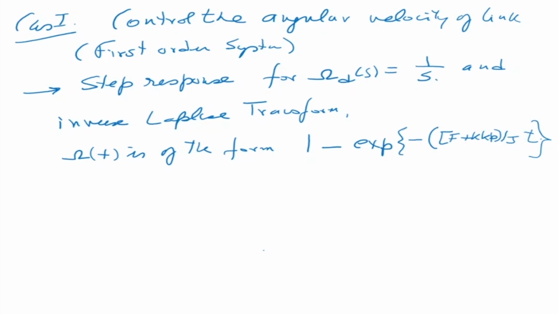We have double brackets here. There should be a single bracket here, f plus k kp with j, and this will be closed. Okay, so this is the response of the system that we are getting.